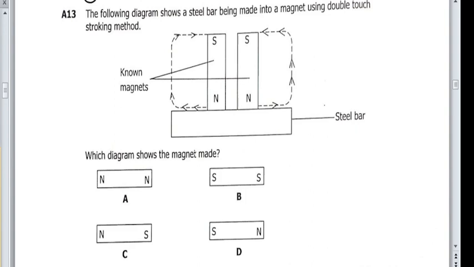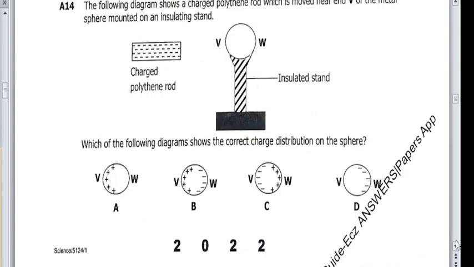So now what do we say? The question is saying which diagram shows the magnet made. So in short, what will be the poles for this magnet made? If this is a north pole, an opposite pole will be induced at the end. If this is north, then south will be induced here. So meaning this is the answer that we are going to find. So for question 13, the answer is B. We proceed, we go to question 14.